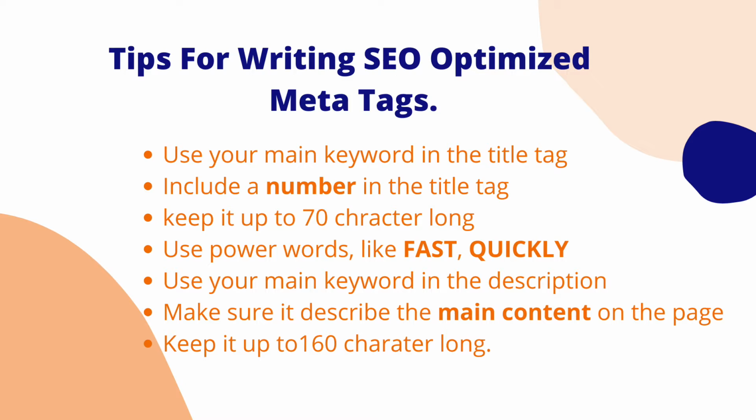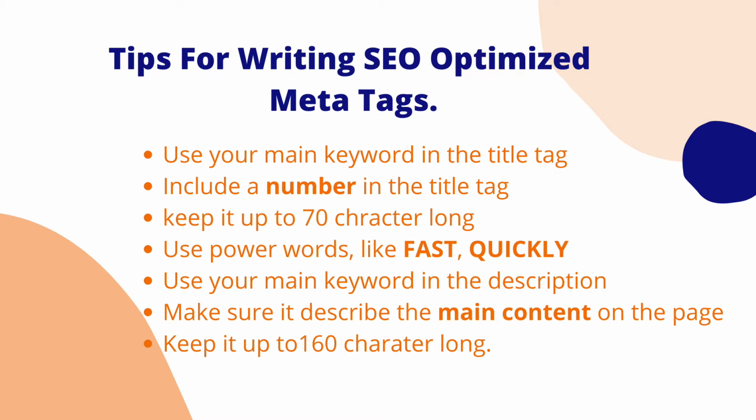Number one, use your main keyword in the title tag. Include a number in the title tag. By number, I simply mean that you should add numbers like 2022, 10 tips to improve your health, 10 tips to improve your daily routine, as it increases the click-through rate of your titles. And keep it up to 70 characters long.